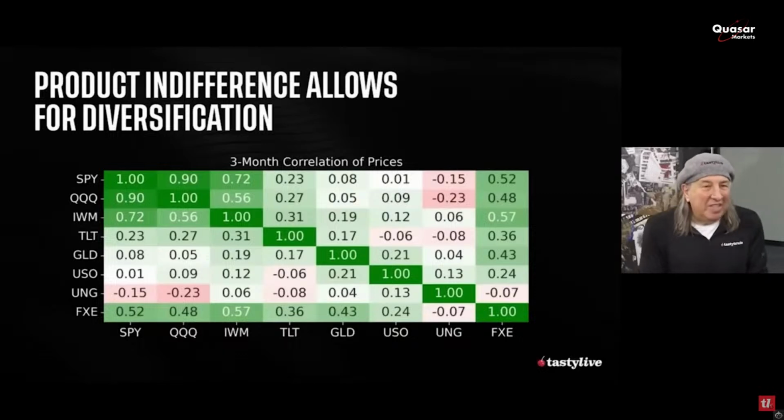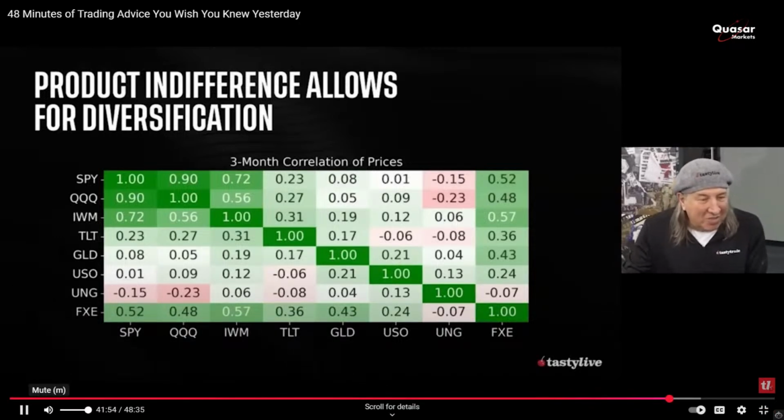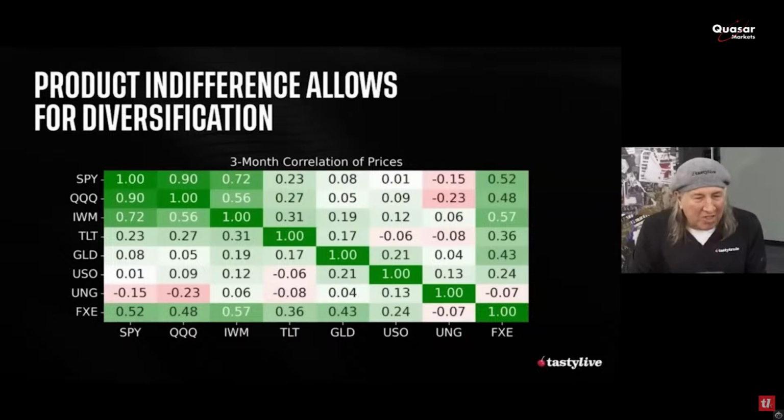This is a correlation graph, and I put SPY, QQQ, IWM, TLT, GLD, USO, UNG, and FXC. All of these have an underlying futures product. SPY is ES, QQQ is NQ, IWM is RTY, TLT is ZB, GLD is GC, USO is CL, UNG is NG, and FXC is 6E. Okay, they all have a futures equivalent, and they're all the exact same. These are the ETFs that we use.